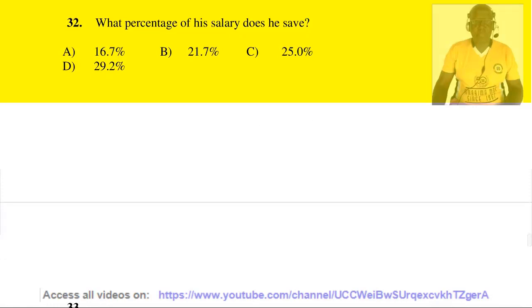Question 32. What percentage of his salary does he save? Possible answers. A. 16.7%. B. 21.7%. C. 25.0%. D. 29.2%.